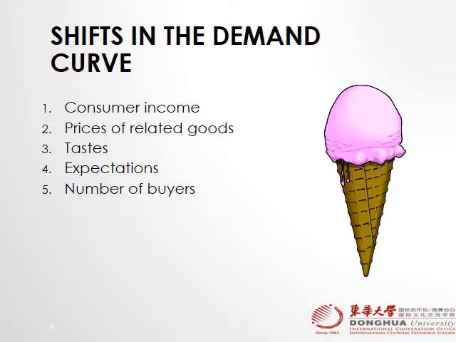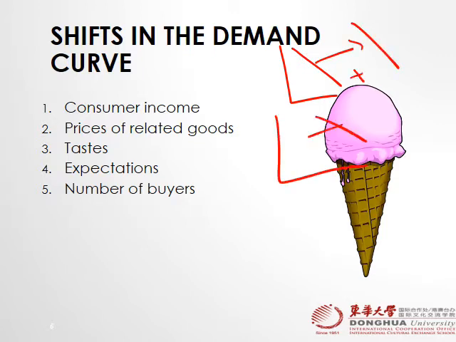Okay, then we talk about the shift, which means we have to make an entire new curve. Shift to the right means there is an increase in demand. Shift to the left means there is a decrease in demand. So what causes a shift? We discussed that there are 5 variables that cause the shift: consumer income, price of related goods, taste, expectations, and number of buyers.